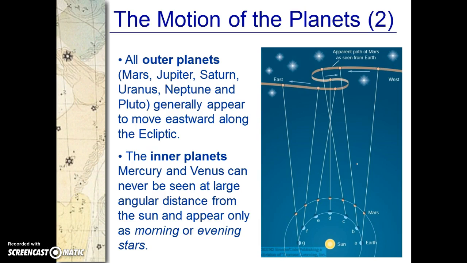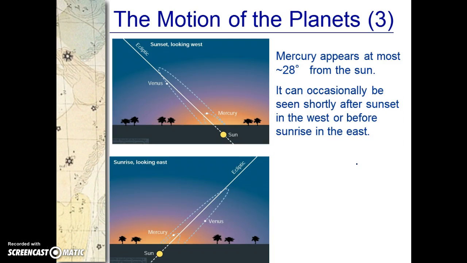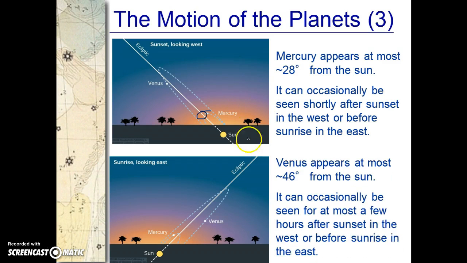And then the inner planets, Mercury and Venus, they can't really be seen from angular distances, which means that you can't see them at any time besides morning and evening hours, or as morning and evening stars. All right, Mercury is about 28 degrees from the sun, and it can be seen shortly after sunset in the west or shortly before sunrise in the east. Well, guess what? Venus is about 46 degrees from the sun, and it can be seen for a few hours after sunset, and it can be seen for a few hours before sunrise.